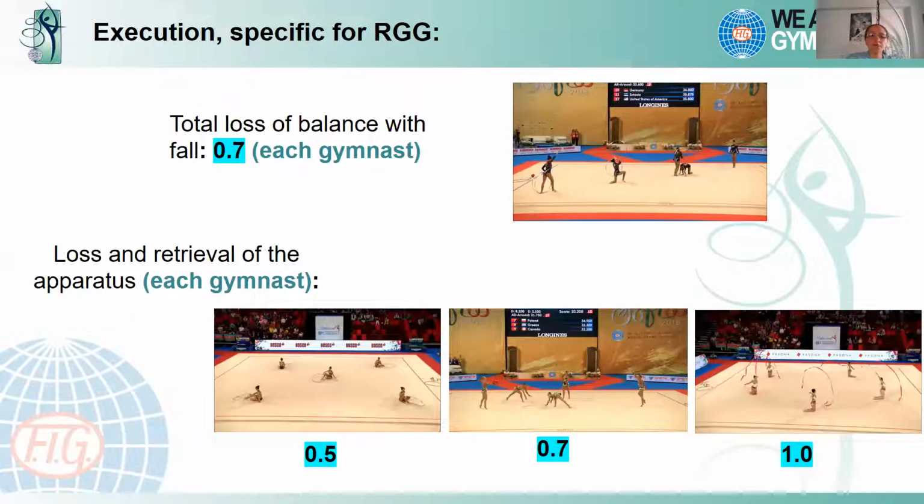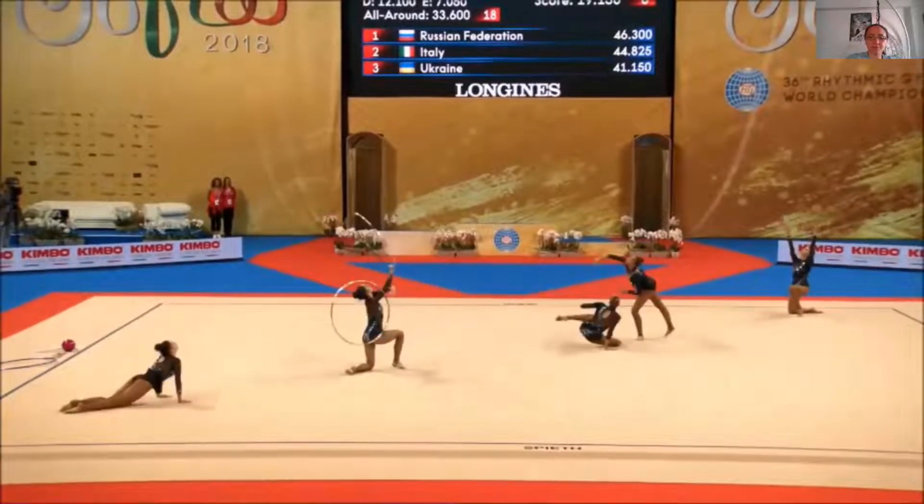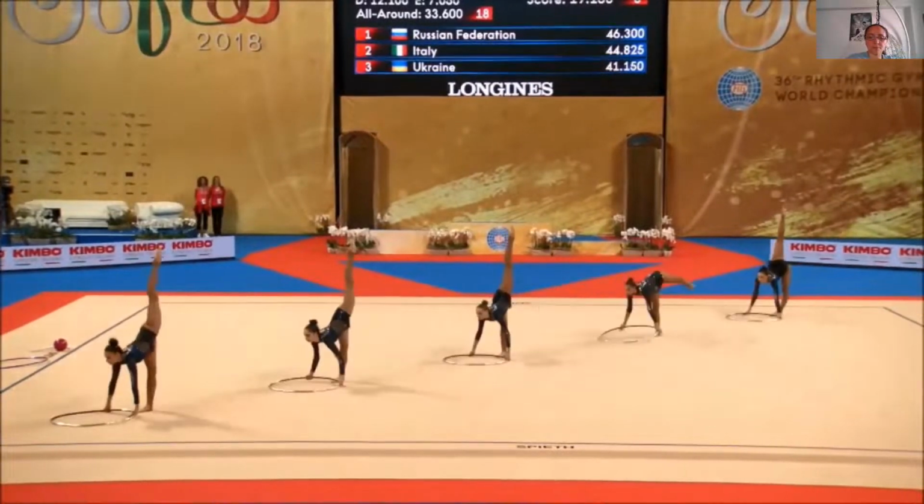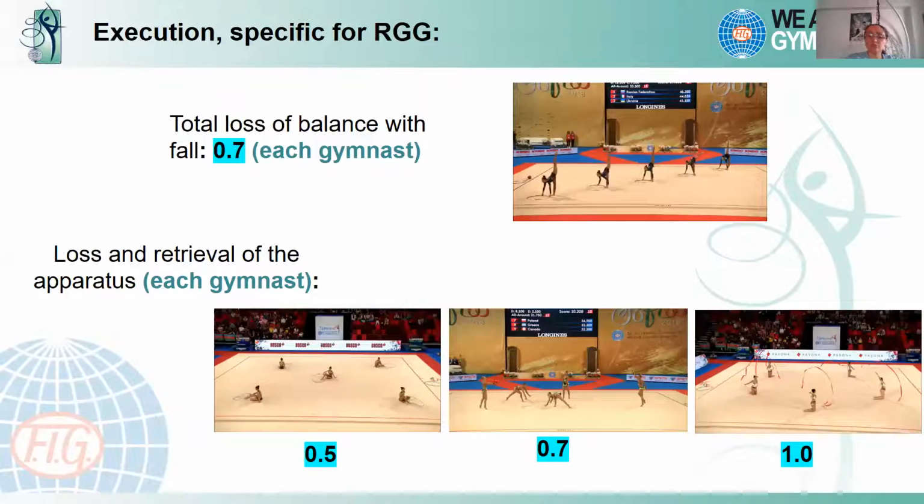For the group, specific for the groups, total loss of balance is taken for each gymnast, 0.7. Okay, the loss and retrieval of the apparatus is taken for each gymnast.